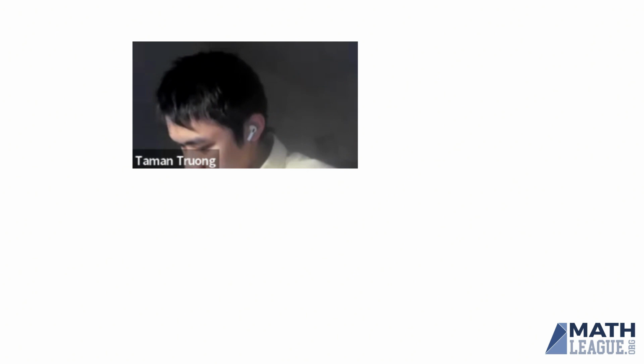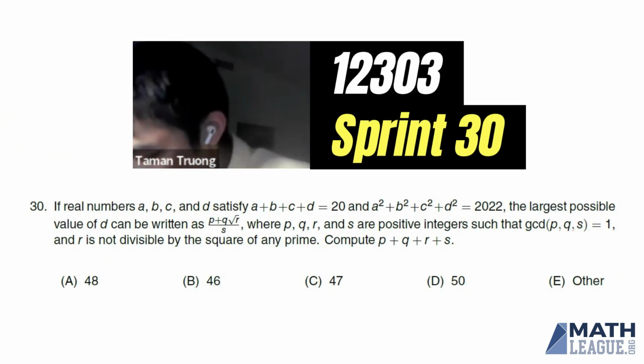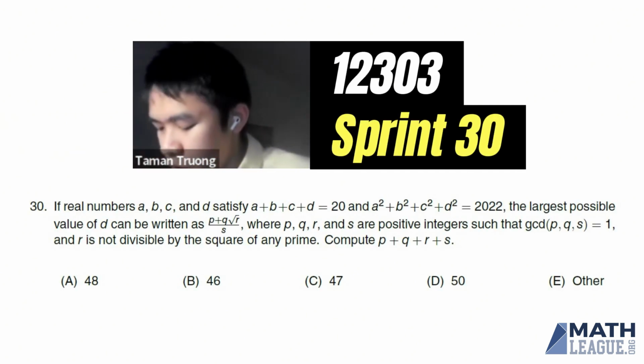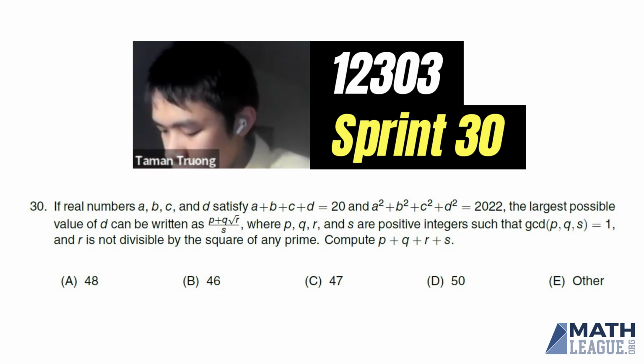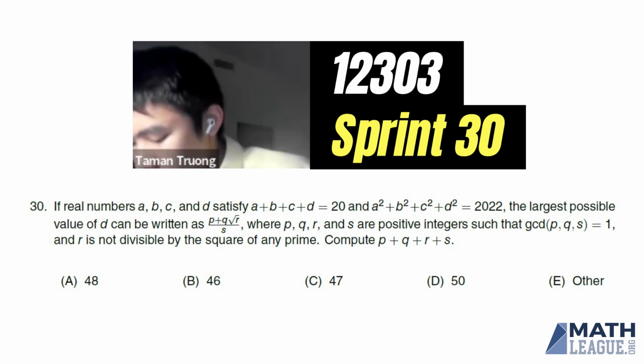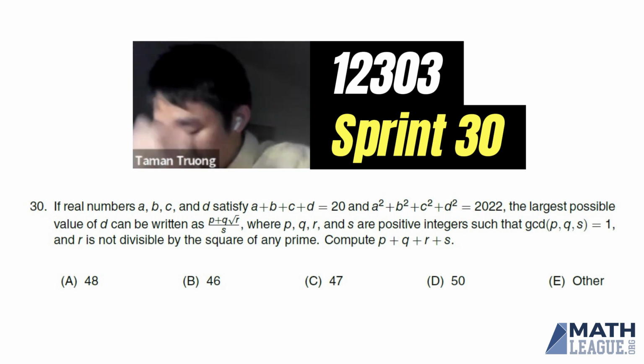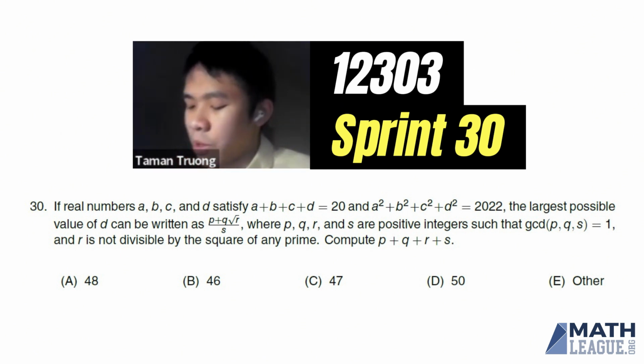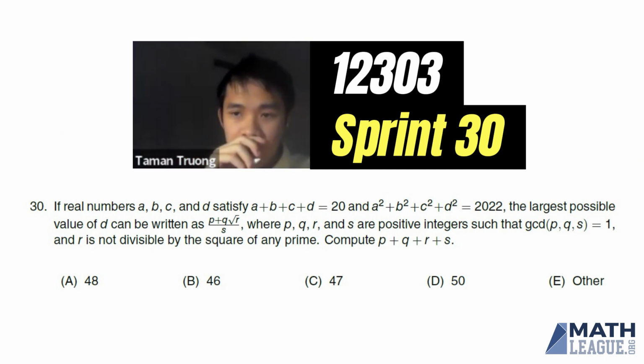Just going to go quickly here. If real numbers A, B, C, and D satisfy the sum of A, B, C, and D to be 20 and the sum of its squares to be 2022, the largest possible value of D can be written as P plus Q root R over S, where they're positive integers, and GCD of P, Q, and S is 1, and R is not divisible by the square of any prime. And we can get the sum of these values.